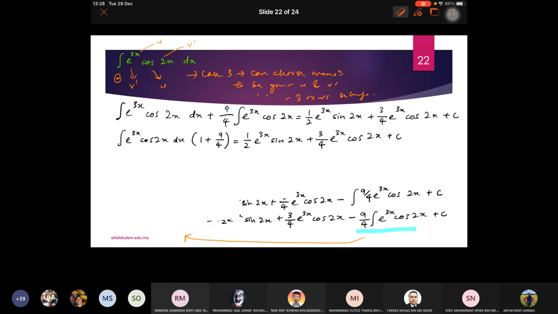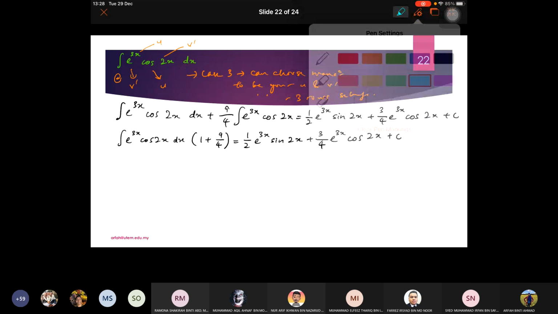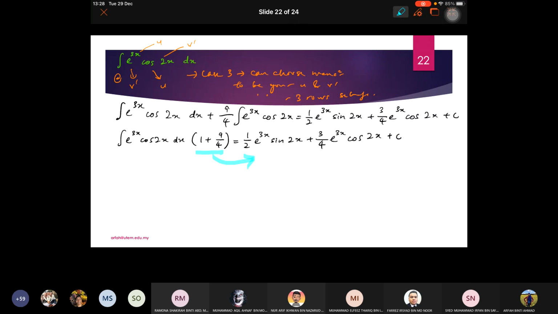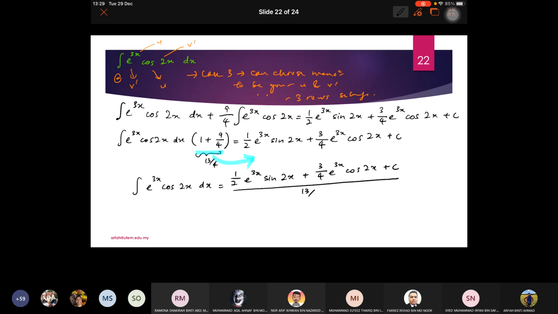Okay. So from here, awak akan bawa yang ini ke belah bawah. 1 tambah 9/4 dapat berapa? 13/4. Okay. So 13/4. This one is actually 13/4. So exponential of 3x cos 2x dx akan sama dengan 1/2 exponential 3x sin 2x tambah 3/4 exponential 3x cos 2x tambah c bahagi dengan 13/4.